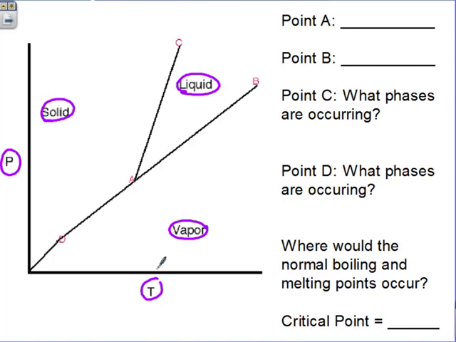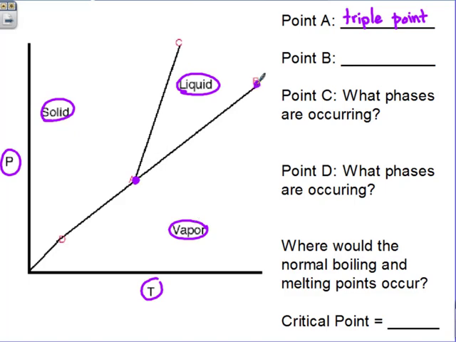So let's just label a couple things. First thing, point A, right in the middle. Point A represents the triple point. The triple point was the point at which all three phases coexist. So I have a solid, I have a liquid, and I have a gas all at the same time.